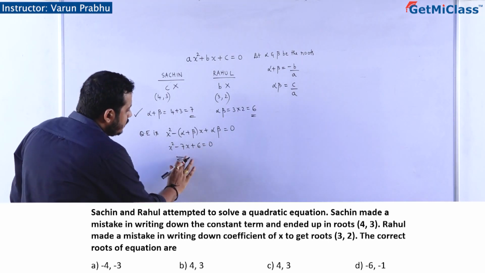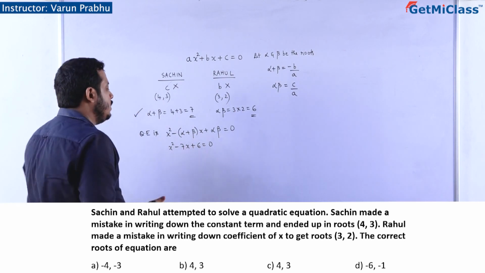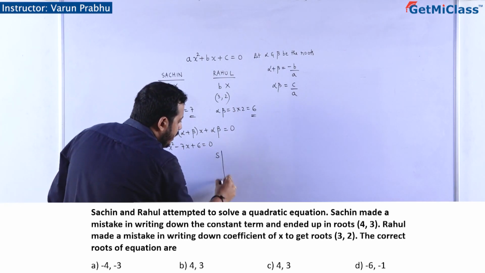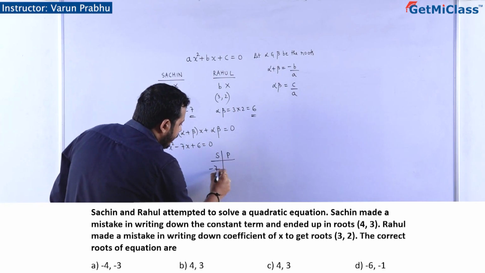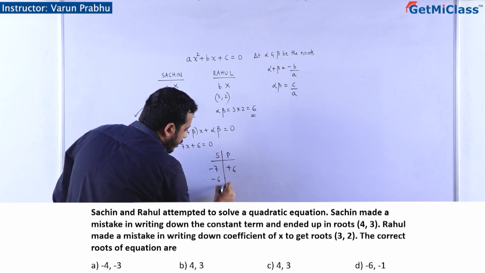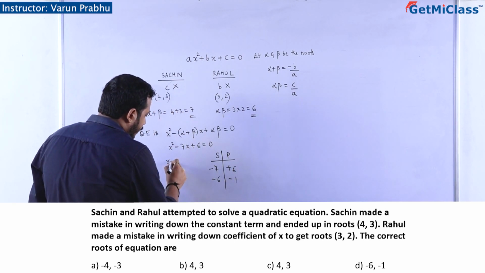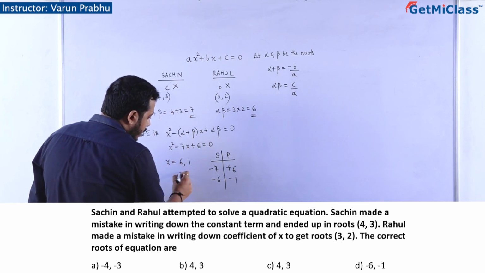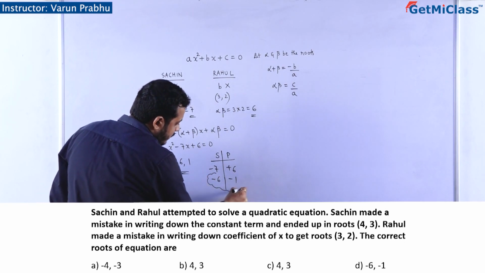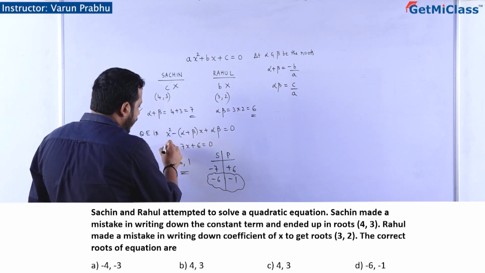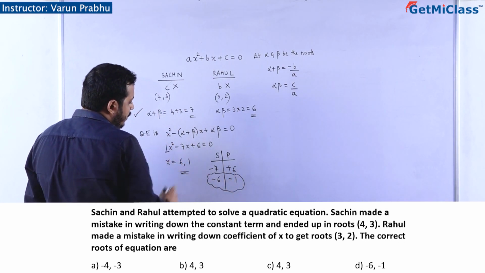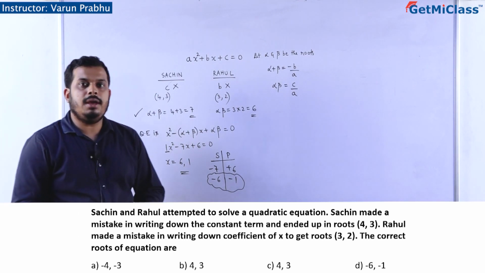Here the question is not asking for the quadratic equation. Now it is asking what the roots are. So we'll take the sum and the product. Minus 7 and plus 6, which is nothing but minus 6 and minus 1. So obviously the correct roots will be what and what? Invert the sign of the factors and divide by the coefficient of the highest degree term here. So what should be the answer to the question? 6, 1 will be the answer to the question.